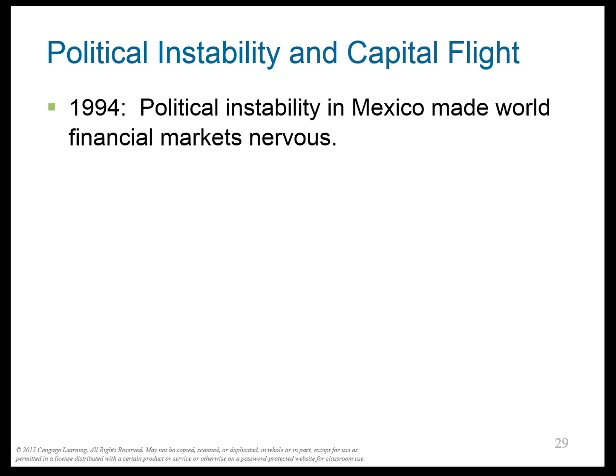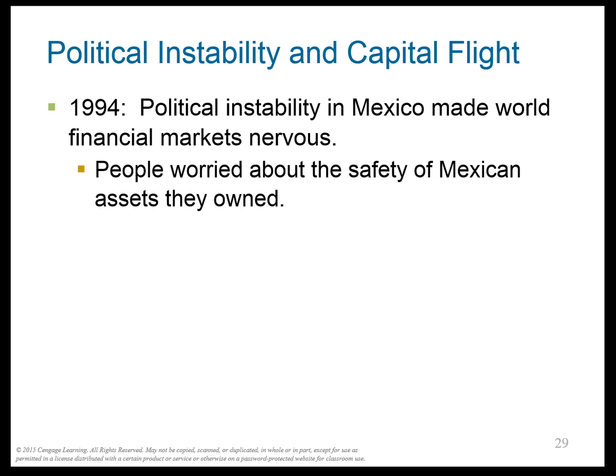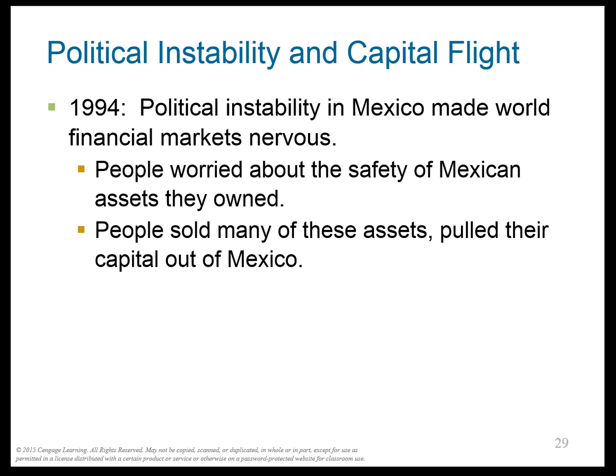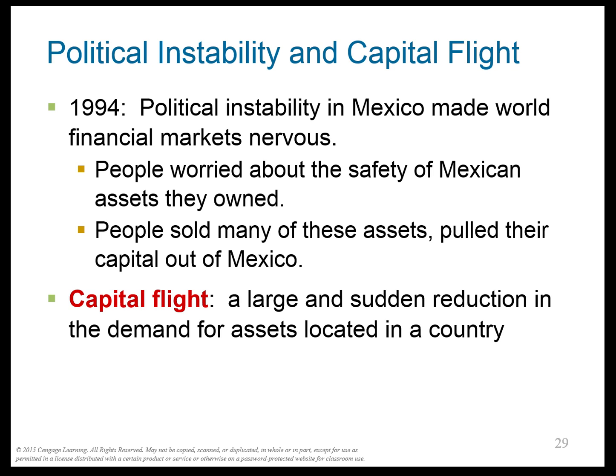Okay, here's another example. In 1994, political instability in Mexico made world financial markets nervous. People worried about the safety of Mexican assets they own, so people sold many of these assets. They pulled their money out of Mexico, and that's called capital flight. It's when you take your assets and remove them from the country on a large scale.